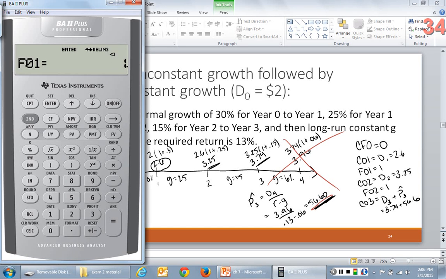It asks for the frequency. We can skip that, so push the down arrow again. Cash flow at time period 2 is dividend 2, $3.25. Enter to store it, and then you can push the down arrow twice. And cash flow 3 is the dividend 3 plus the intrinsic value of the stock at time period 3. So $3.74 plus $56.60 to give you $60.34. And you have to push enter to store it.